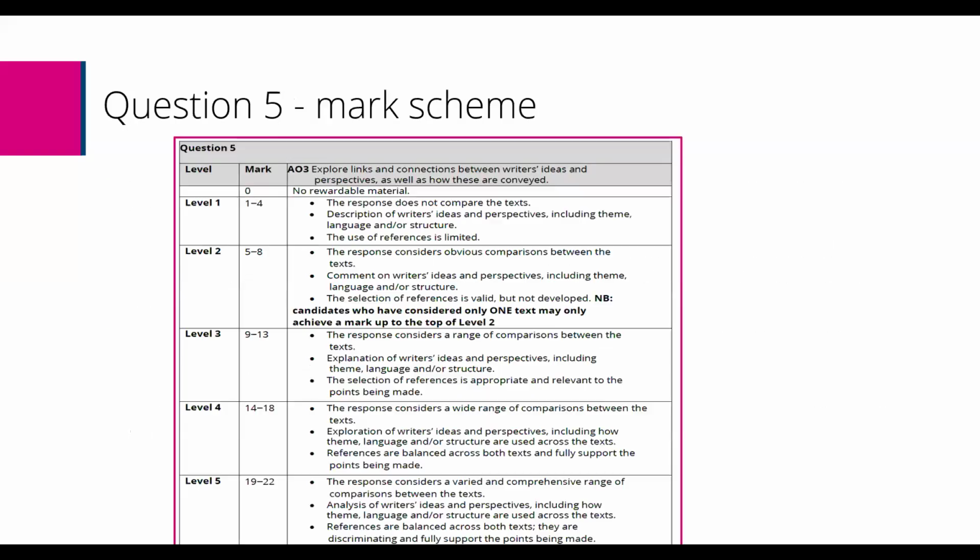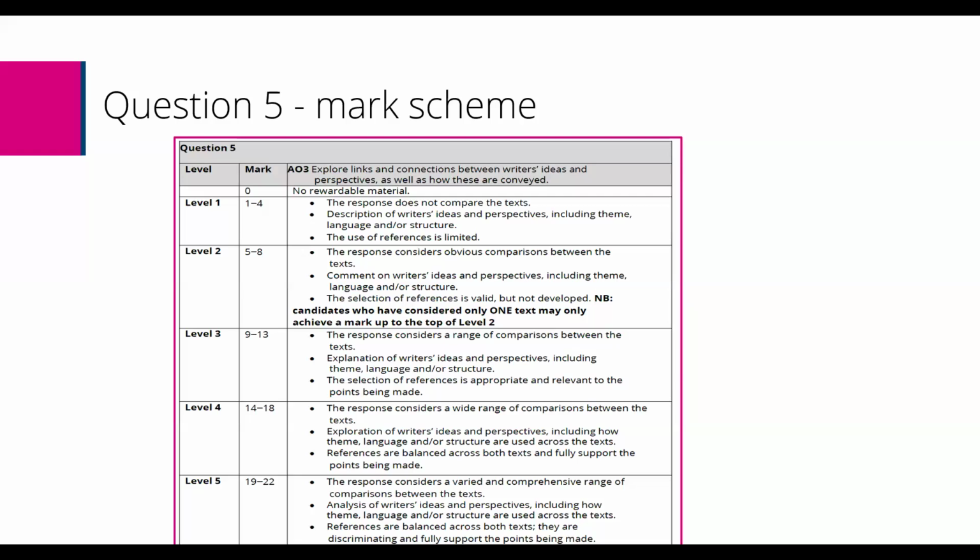So again, we're going to just have a little look at the mark scheme. Again, it's a little bit small, but we've got our assessment objective 3 there, telling us what it is. And if we look at the levels as we go up, the first one is about the comparison. The second one is about the ideas and perspectives, and the third one is about the references. So you can see there that there is a bar at the top of level 2.